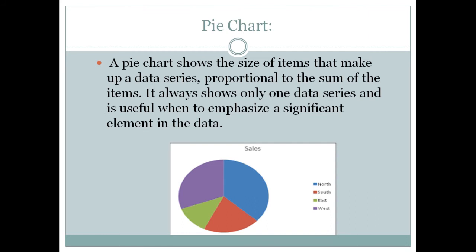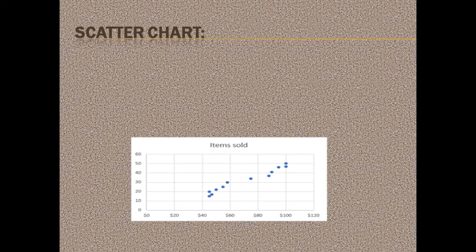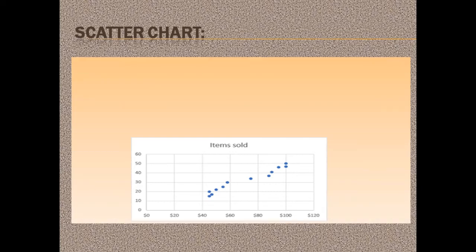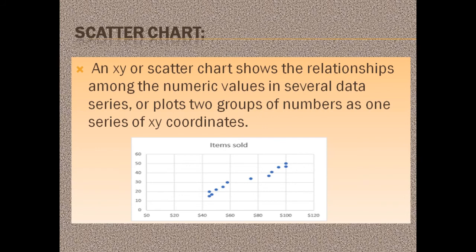and is useful to emphasize a significant element in the data. Coming to the next type of chart, we were having scatter chart. Scatter, as the name suggests, means to fall over. So in this chart there is no shape, no line, no bar, no column. The scatter chart is basically used to show the relationship among the numeric values in several data series. So it plots two groups of numbers as one series of xy coordinates. This chart only shows the intersection of x and y coordinates, and doesn't draw any particular shape.